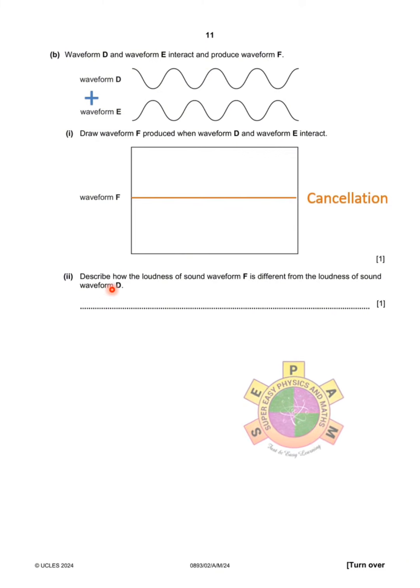And then describe how the loudness of sound wave F differs from the loudness of waveform D. So there's going to be no sound because it has cancelled out. There's no wave here.